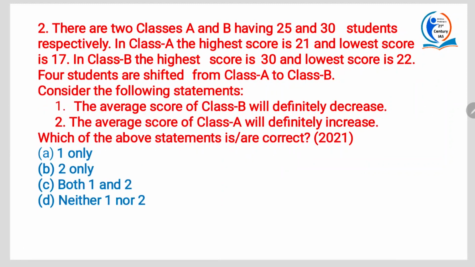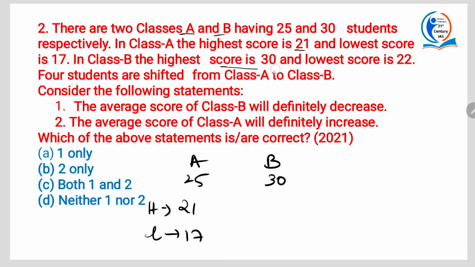Next. There are two classes A and B having 25 and 30 students respectively. So class A has 25 students and class B has 30 students. In class A, the highest score is 21 and the lowest score is 17.